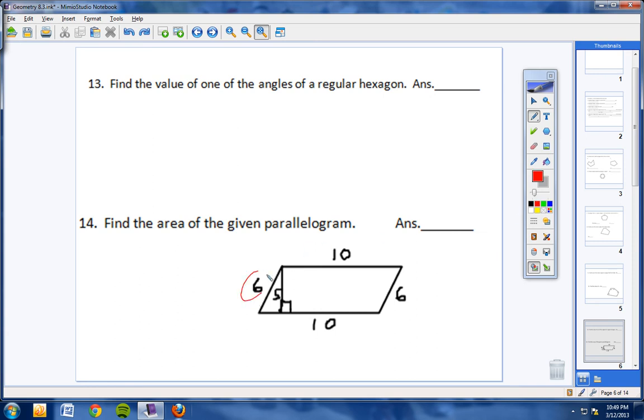This number here is a 6, this is a 10, this is a 6, this is 10, this is a 6, this is a 5 right here in case you can't quite see that, and this is a right angle symbol. Okay, so hopefully all of that should help you.